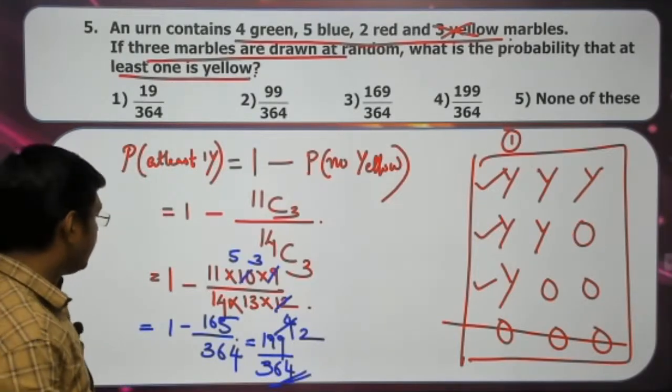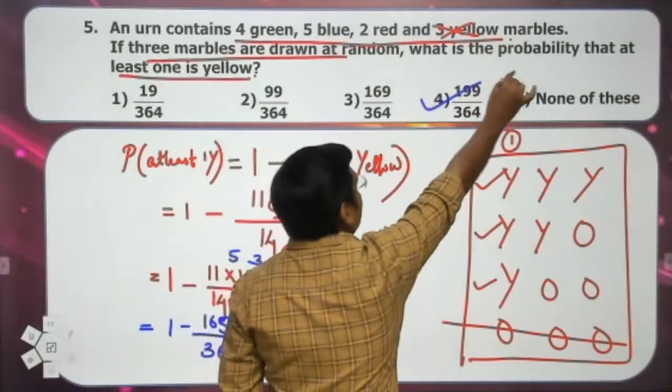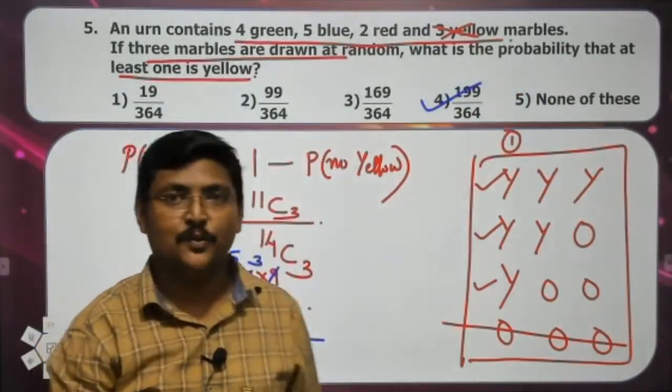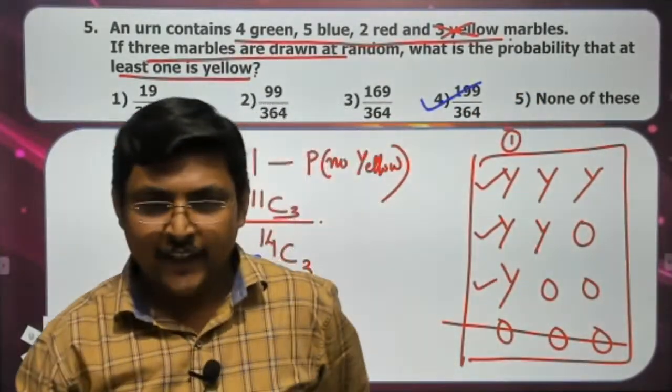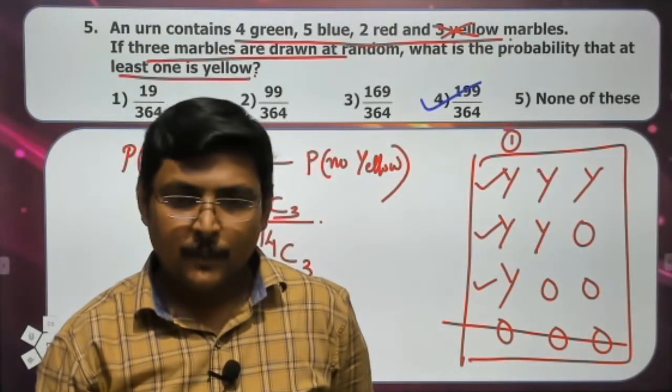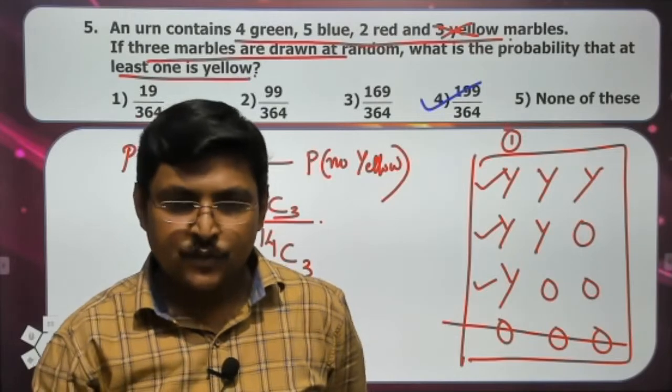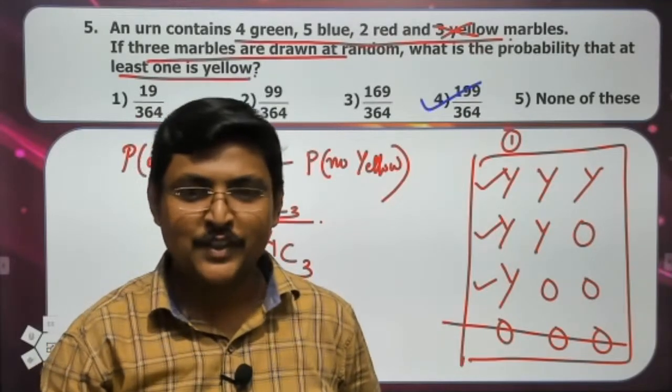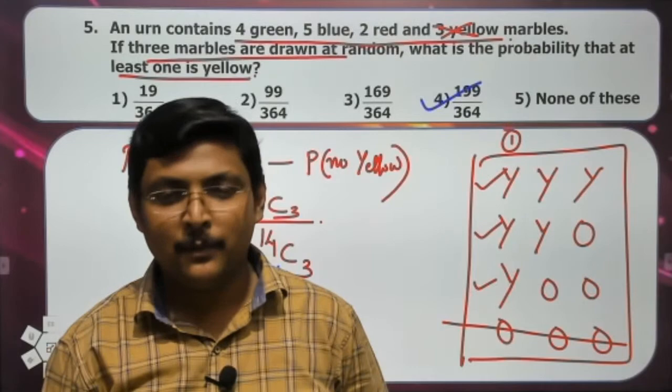So for this question, the answer is option number 4, 199 by 364. Very good, many answered correctly, very good. I am happy to see that you know the procedure for solving questions based on probability.